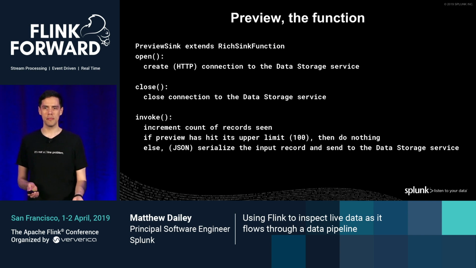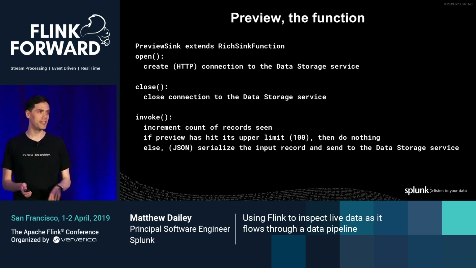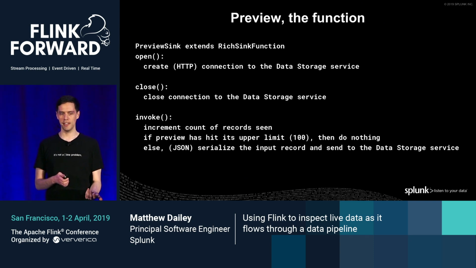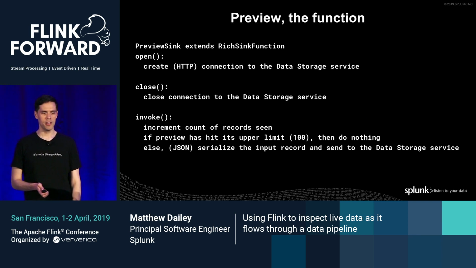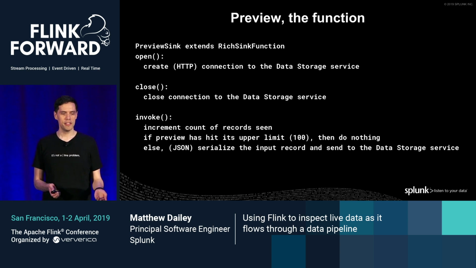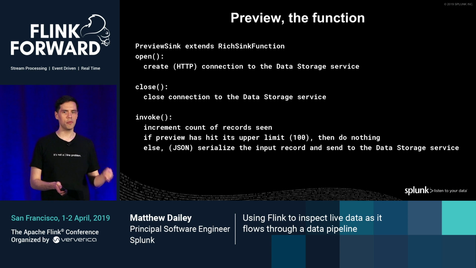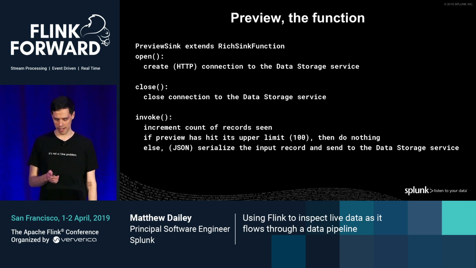But now the invoke method might be the interesting part. So on invoke, that means that if a new record came in, it'll increment the count of the records that it's already seen. If the preview function has hit the upper limit, which we set at 100 right now, this is the limit we talked about that users can only get value out of so much data, then do nothing. Don't emit the record if we've already hit that limit. Otherwise, if you have not hit the limit, then go ahead, JSON serialize that input record, send it to the data storage service. So at that point, it'll end up in the data storage service, and the clients will be able to retrieve that data and take a look at it.